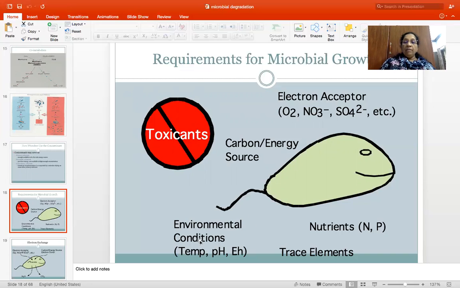And also environmental conditions should be conducive, because in the initial classes we saw about the living conditions of the microorganisms. Certain microorganisms need specific pH, specific temperature, specific salinity, etc. So this condition should be favorable for the microorganism. Only if it is favorable, it will take up the biodegradation process.